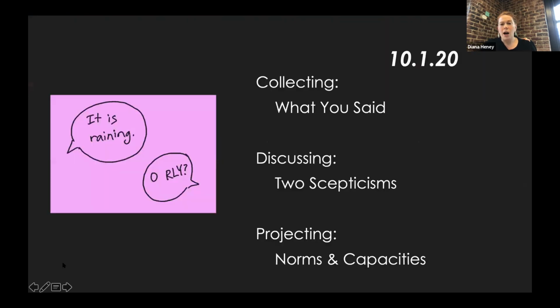I want to be mindful of time, but I also thought it would be helpful to walk through an example. I really appreciated Jessica doing that as well, seeing what you actually did. So this is an example of the frame I set at the beginning of one of the sessions of the seminar class. We started off by collecting what they had said, going back to discussing something that was in the text and then projecting this towards where we'd be going next.